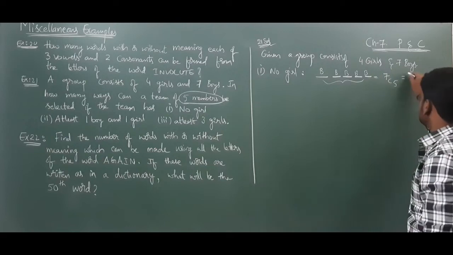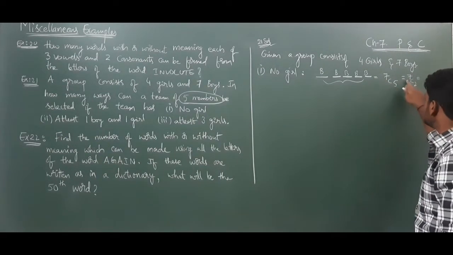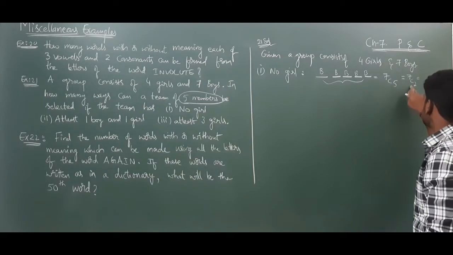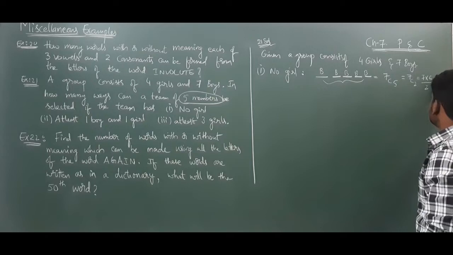7C5 is also equal to 7C2. What is 7C2? 7 into 6 by 2. 2 ones are 2, 2 threes are 6, nothing but 21 ways.